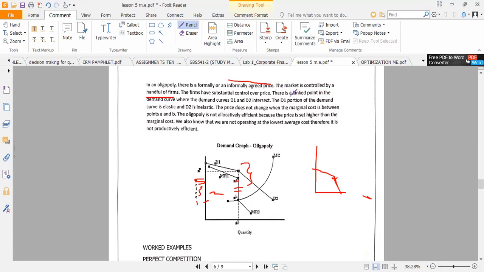There is a kinked point in the demand curve where demand D1 and D2 intersect. The D1 portion of the demand curve is elastic and D2 is inelastic. When the curve is like this, it is elastic. When it's like this, it's inelastic. So this part of it is inelastic, this part of it is elastic. So it has both characteristics. They also make highly differentiated and highly homogeneous goods.